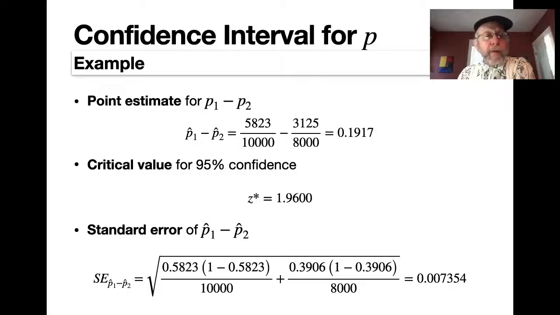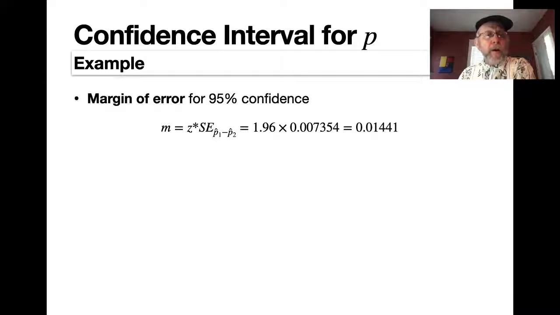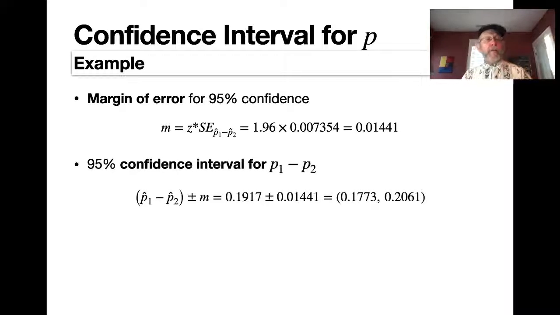Now that we've got a critical value and a standard error, we're able to compute the margin of error. The margin of error is the product of our critical value and the standard error. So we have 1.96 times our 0.007354. That gives us a margin of error of 0.01441. Therefore, the 95% confidence interval is going to be our point estimate.